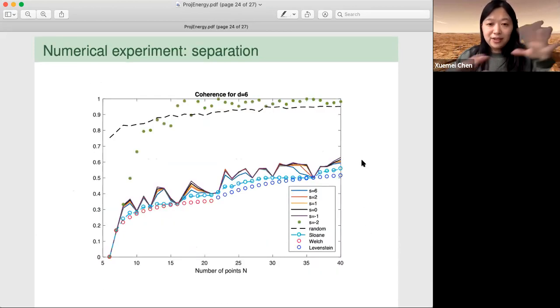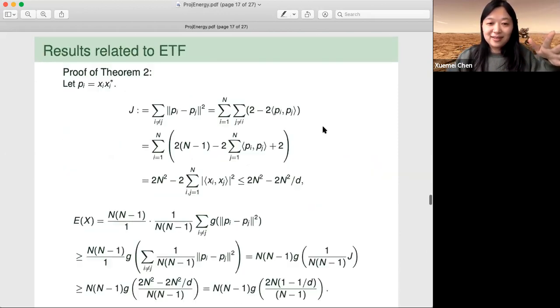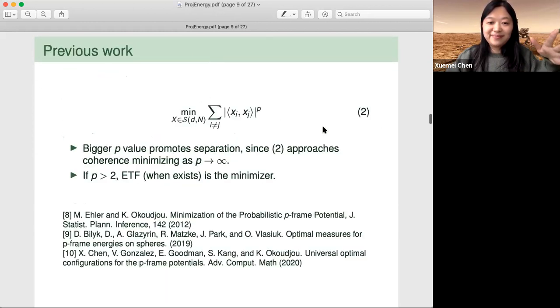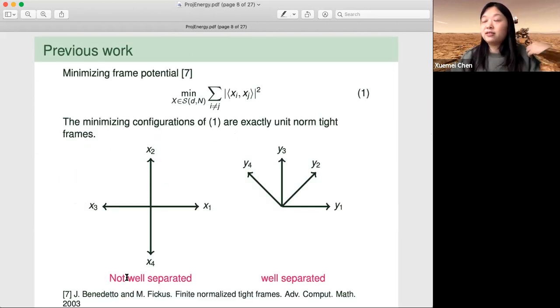And then this picture here is about coherence, right? Coherence 1 is the worst you can get, that's bad. And so the green color also corresponds to these green little ones, and they're big-ish, that's not good. This goes along together with this over here, right? If you try to minimize the frame potential, you often get ones that are really poorly separated.